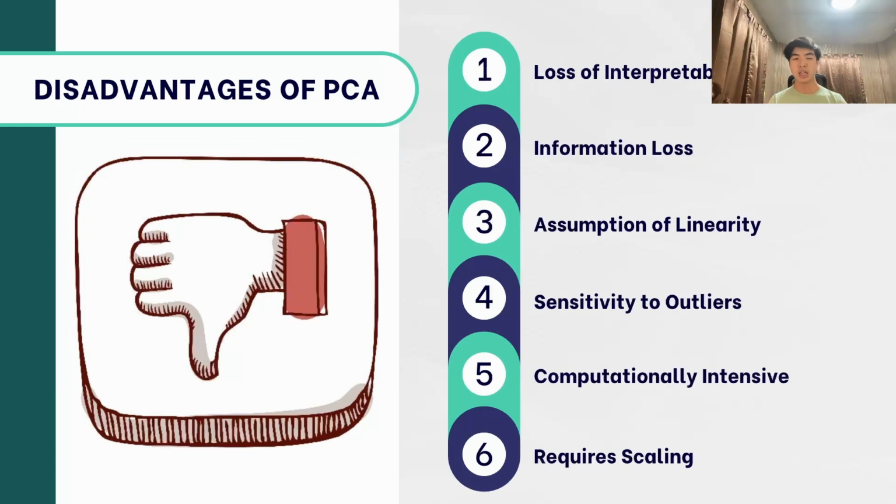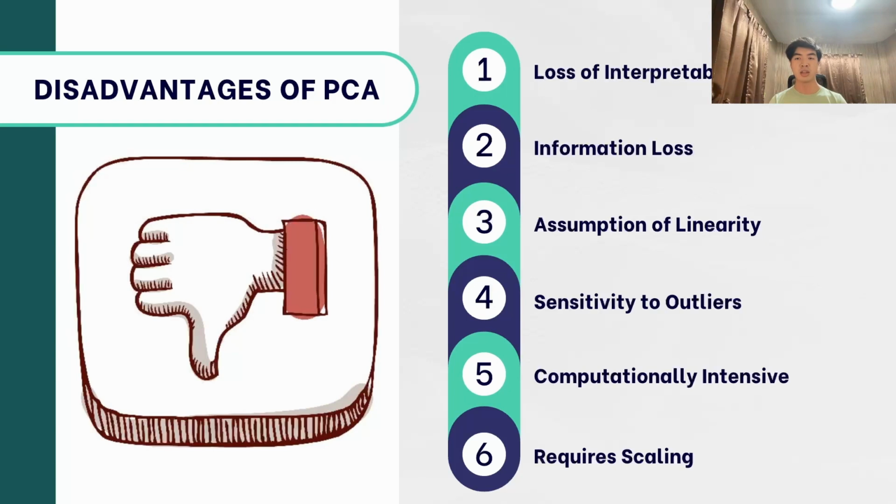Next, let's talk about the disadvantages of PCA. So, first one is the loss of interpretability. The principal components cannot be interpreted the same way as normal attributes. Second, information loss. So by reducing the dimensions, it can help simplify the dataset, but comes at the expense of loss in information. Third, assumption of linearity.